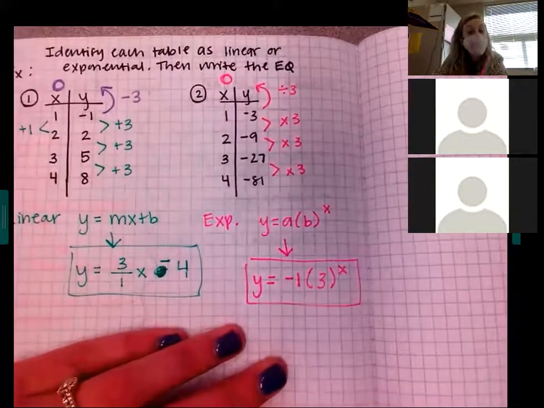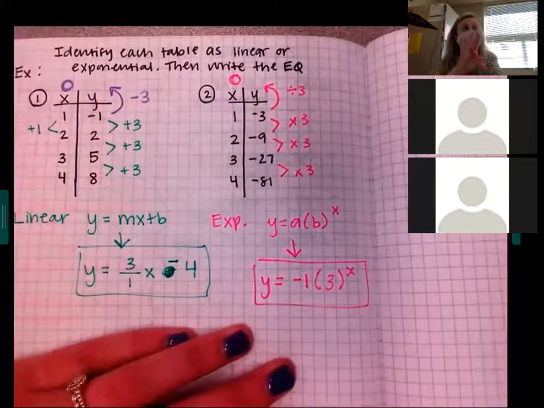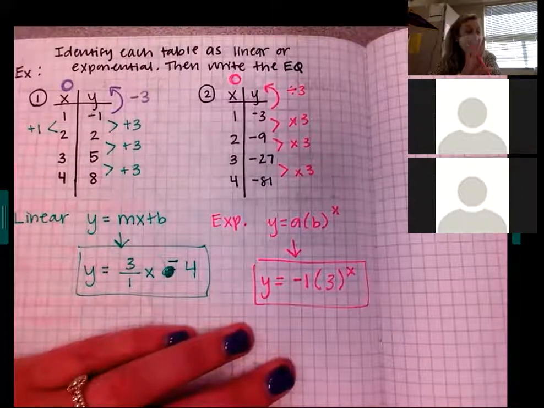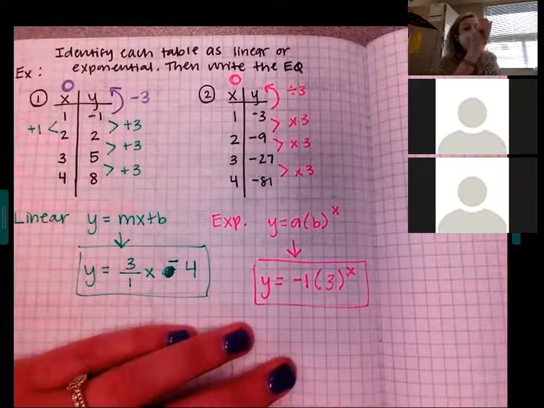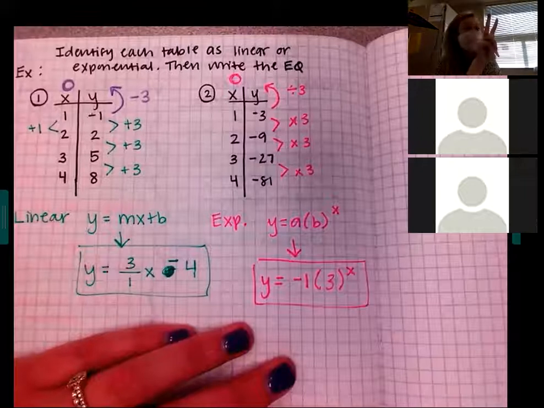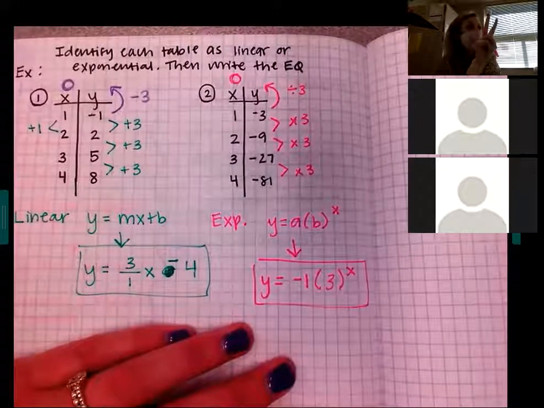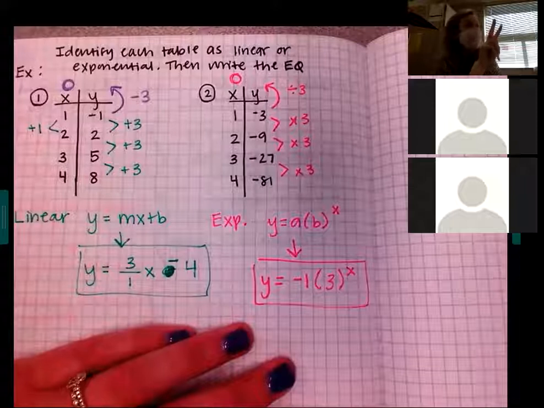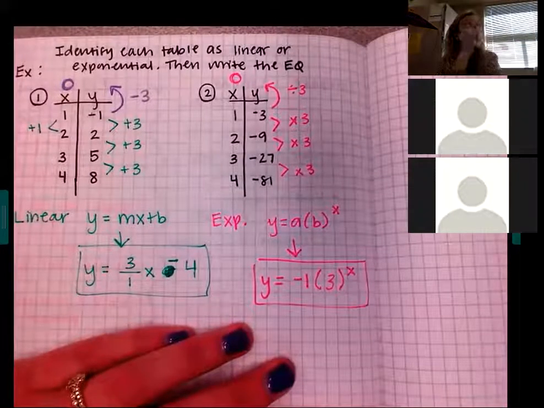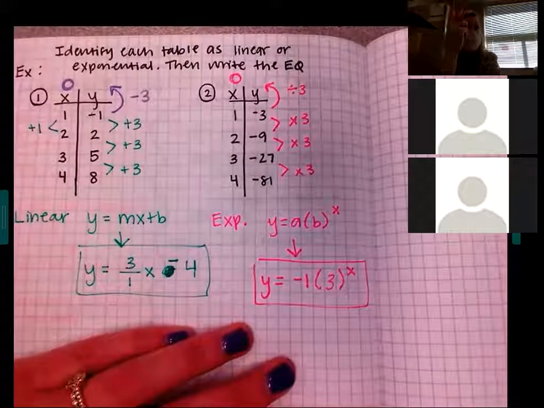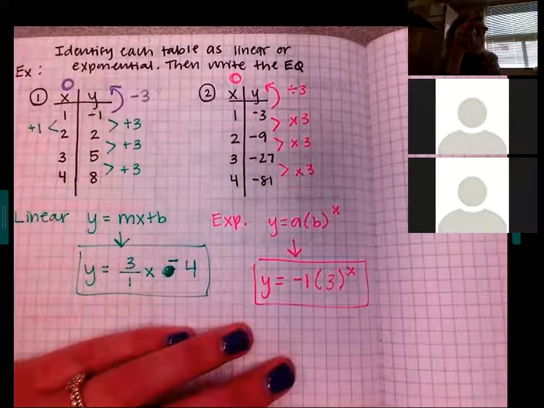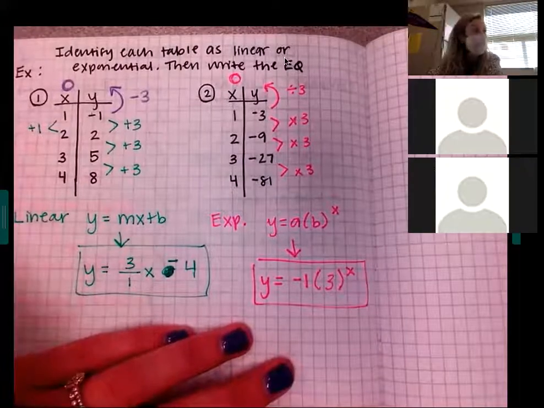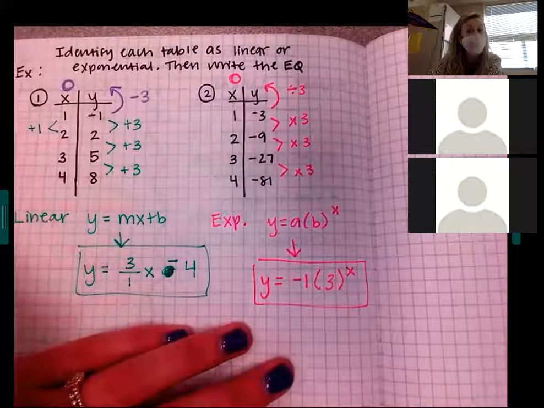Do we feel like on the homework, this is all you have to do on the homework, so listen to me. I'll make sure everybody's paying attention. If I gave you a table or an equation on the homework, do y'all feel like you could tell me, is it linear or exponential? Do you feel like you could write the equation? If you do not, then you need to ask me some questions while you're working on your homework right now, okay?